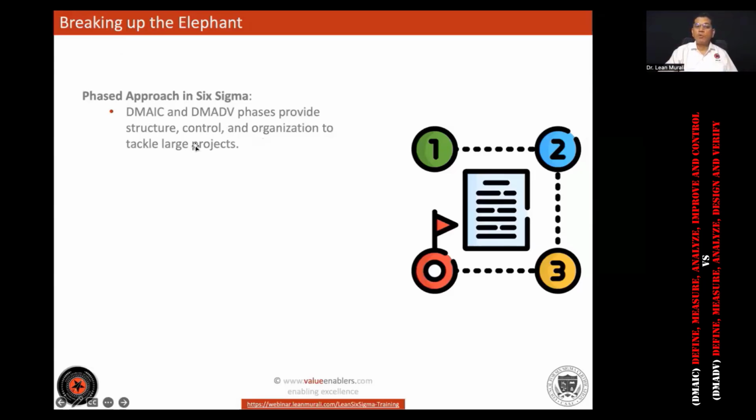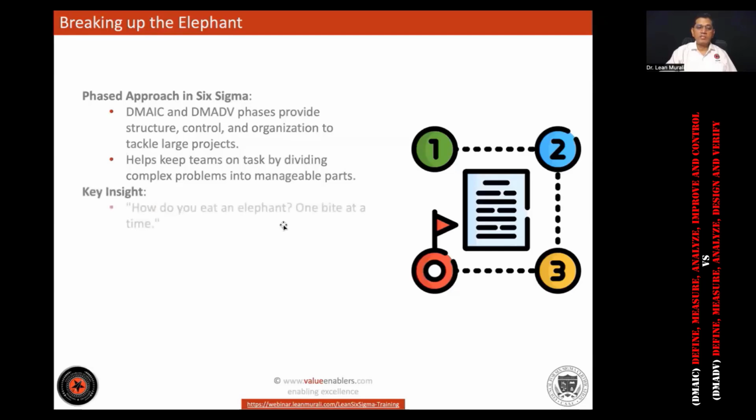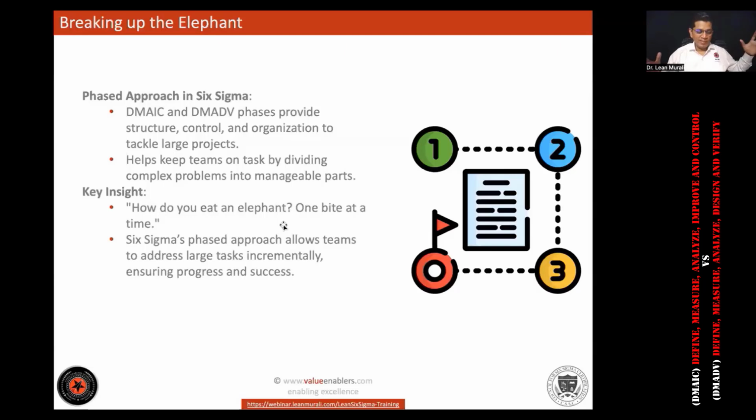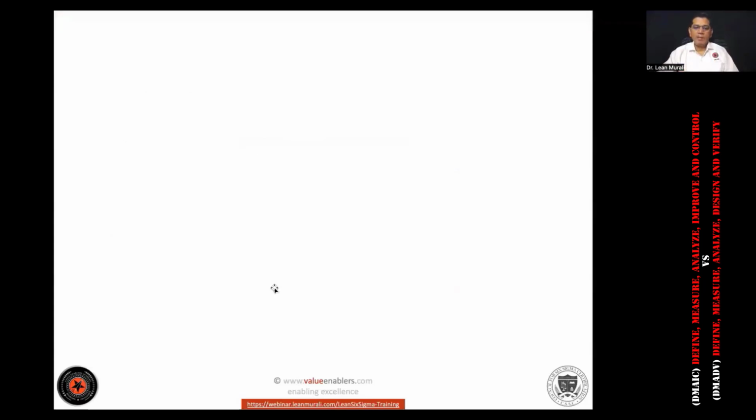Only then can you break this massive project into phases using these tools and tollgate reviews. This provides structure, control, and organization to tackle large projects, and helps keep the team on task by dividing a complex problem into manageable parts. One bite at a time, they say. When the lion preys on an elephant, how does it eat the entire elephant? One bite at a time, right? So Six Sigma gives you that methodology, that structure of defined phases, defined tools, and defined checklists and approaches. And if you follow all that, then you will become a winner.